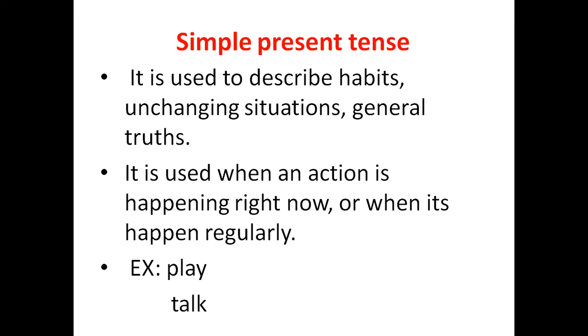Next, simple present tense. What is meant by simple present tense? Which I said already, an action which is happening right now, or else an action which is happening regularly. For example, regularly we will take a bath and we will brush our teeth. So these are the activities which are said to be present tense. So present tense is used to describe habits, unchanging situations, general truths. It is used when an action is happening right now or when it happens regularly.